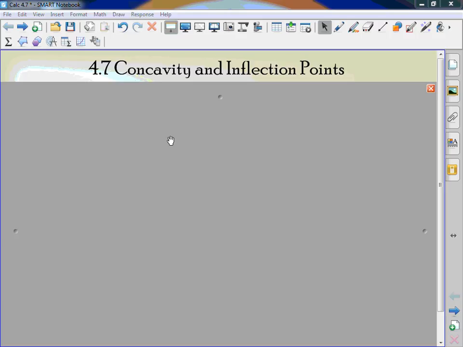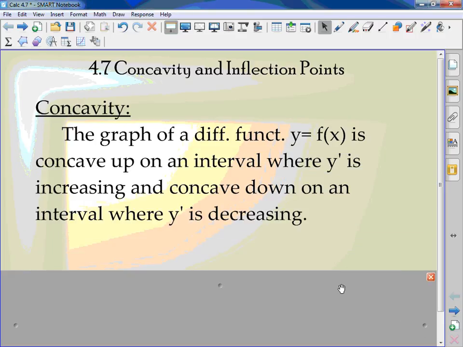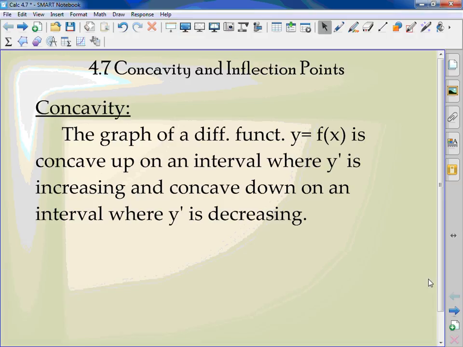Points of concavity and inflection points. We're talking about concave up and concave down. That's what we're talking about.